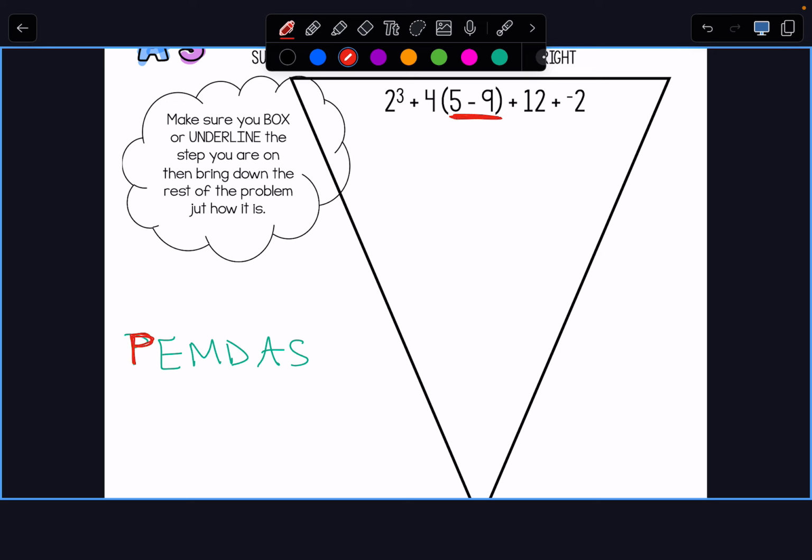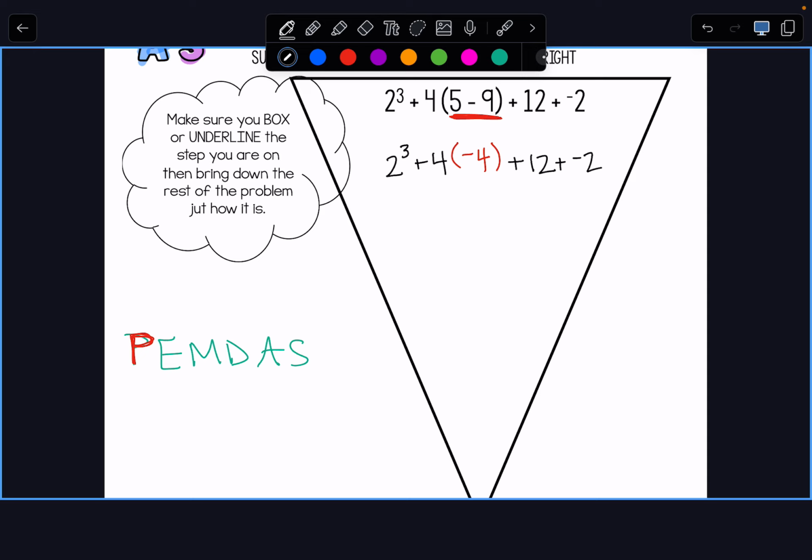What is 5 minus 9? I heard negative 4. Okay, 5 minus 9. We're subtracting more than we have, so we're going to get into the negatives here. I left it inside the parentheses, and I copied everything else down. Now, I've done what's inside the parentheses, so we're done with P.